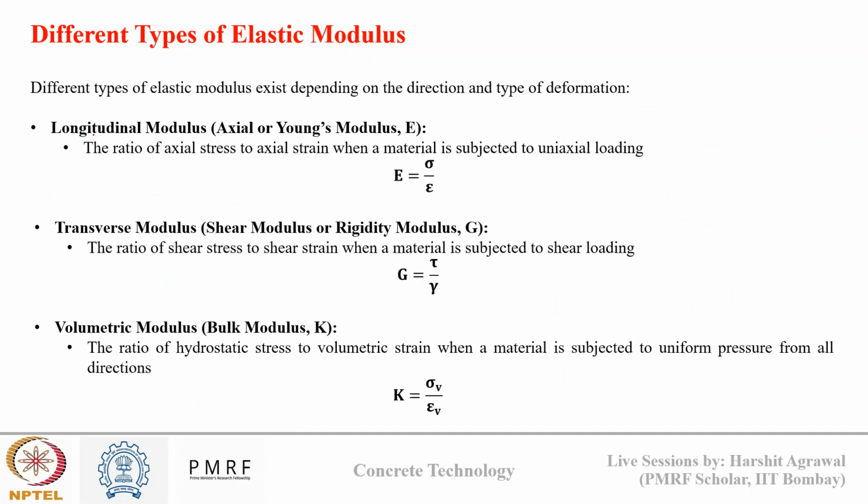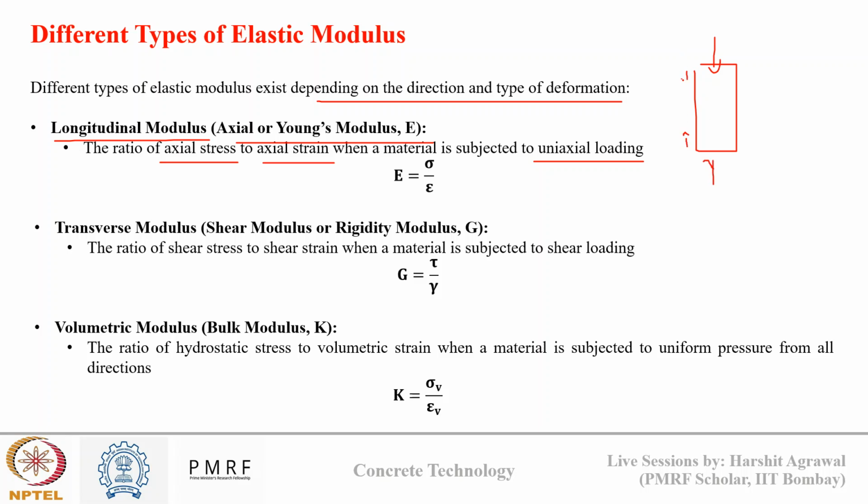Now, there can be different types of MOE based on the direction of loading and the direction of deformation. The MOE value that we talked about till now is known as the longitudinal modulus or Young's modulus. It is the ratio of axial stress to axial strain when the material is subjected to uniaxial loading. So this is my sample, this is my loading, and this is the deformation that is occurring. This is axial stress, this is axial strain. The MOE value that I get from this is known as Young's modulus.